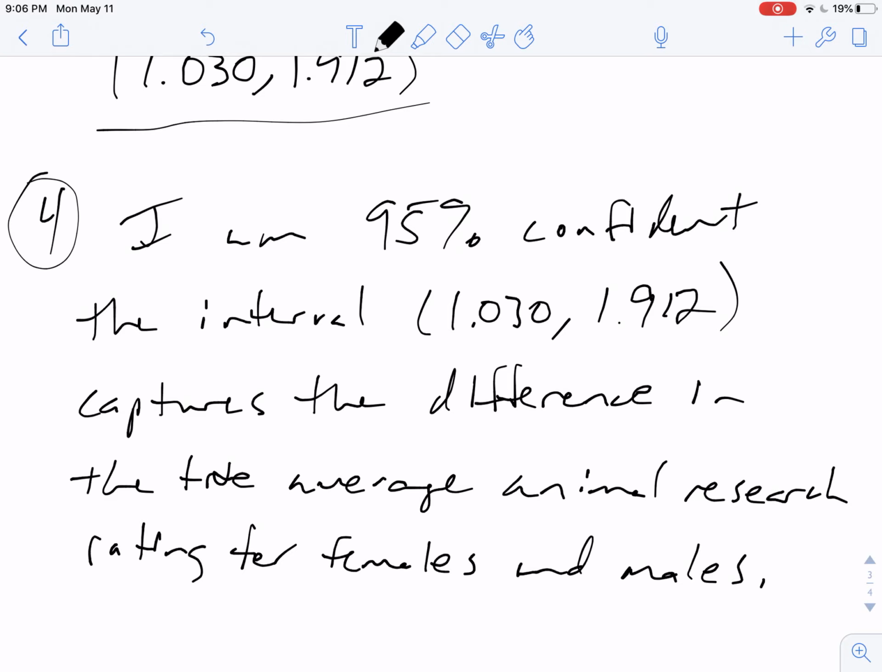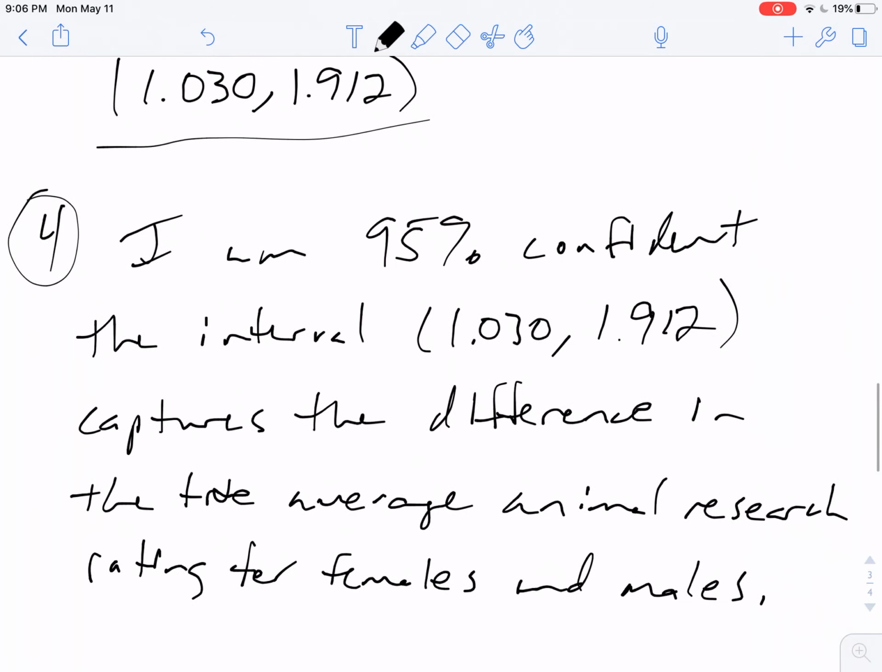So that's step 4 of that 4-step process. All right, so that is the t-interval for mu1 minus mu2.